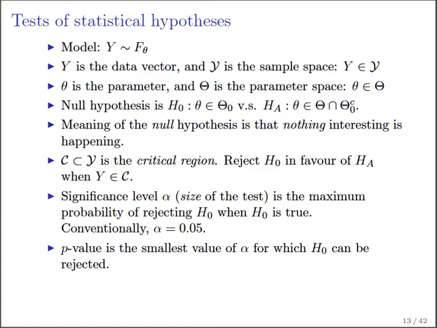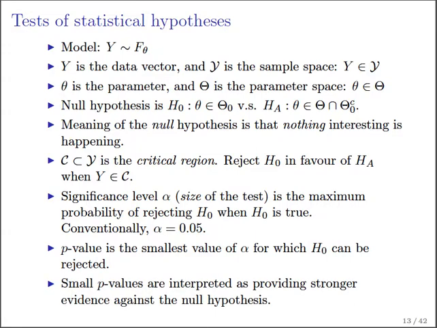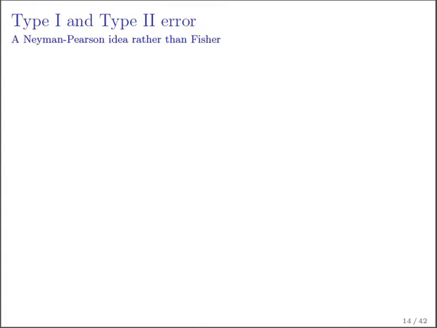The p-value is the smallest value of alpha, the smallest significance level, for which the null hypothesis can be rejected. And conventionally, small p-values are interpreted as providing stronger evidence against the null hypothesis, another idea of Fisher's. The idea of type 1 and type 2 error is mostly Neyman-Pearson rather than Fisher.